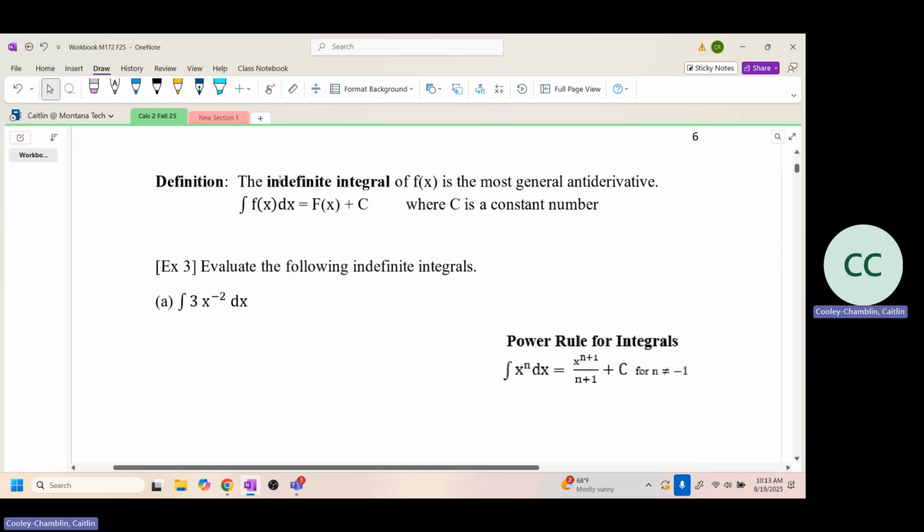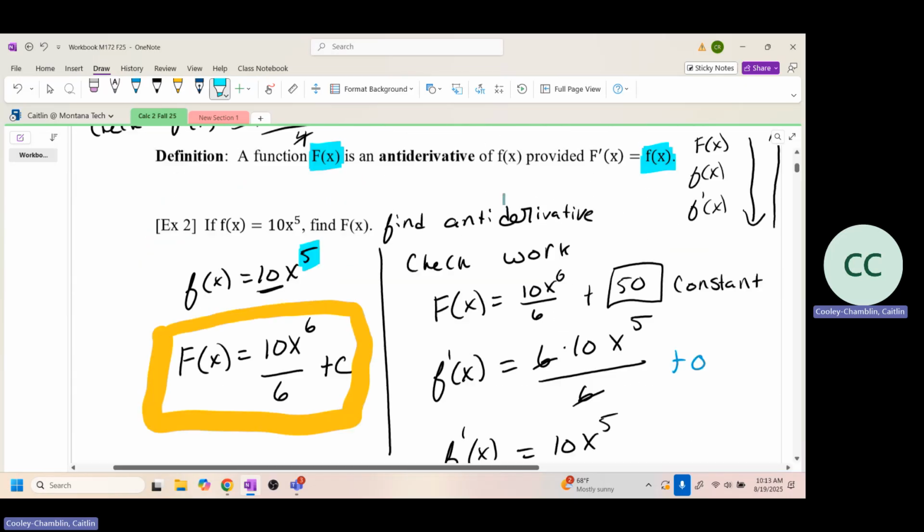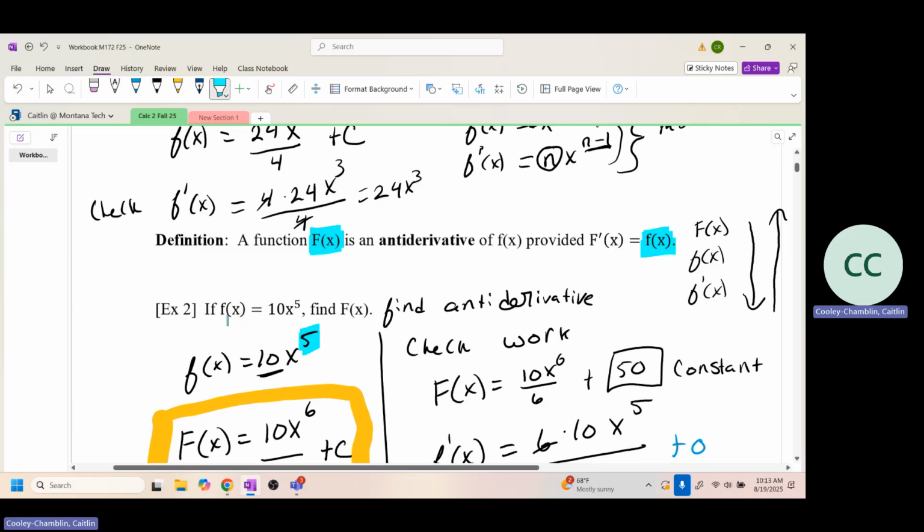And now we have this definition. The indefinite integral of f of x, where the most general antiderivative is the integral of f of x dx, is F of x plus c, where c is a constant. I will say plus c that way all the time. Okay, so now we're looking at some new notation. Before, I wrote out all these words. If f of x is this, then find capital F of x. That is a lot more words than any mathematician wants to use.